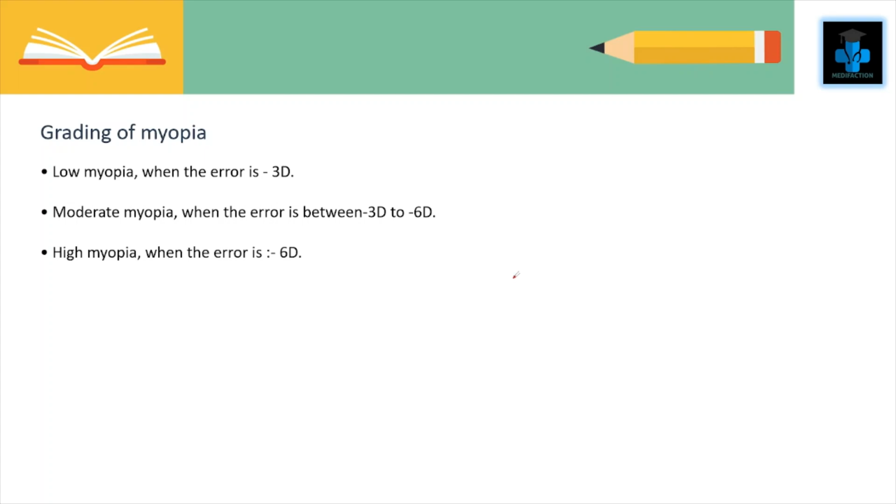Now let's learn about the grading of myopia. There are three types of grading: low, moderate, and high. In low myopia, the error will be less than 3 diopters, whereas in moderate myopia, the error will be between 3 to 6 diopters, and in high myopia, the error will be greater than 6 diopters.